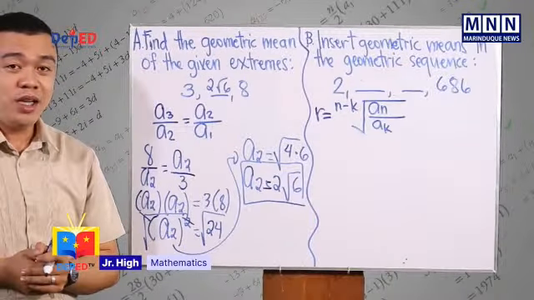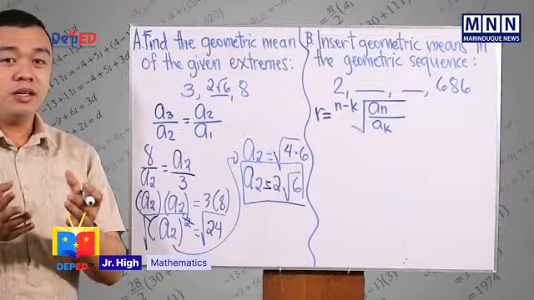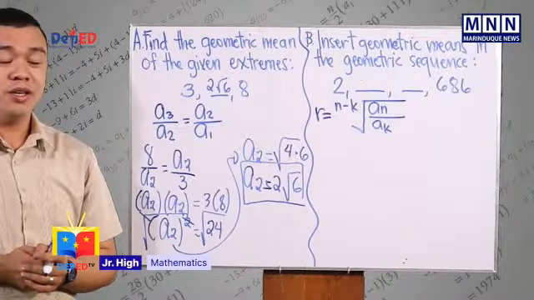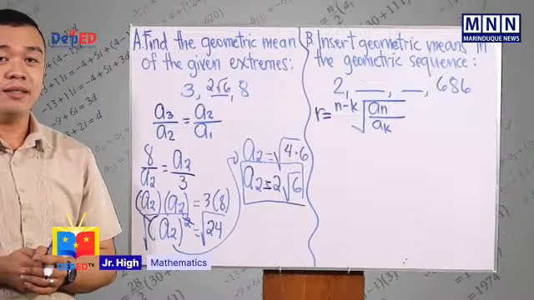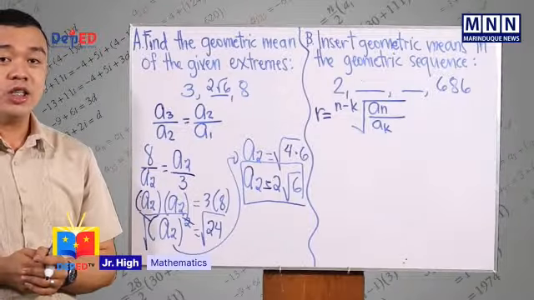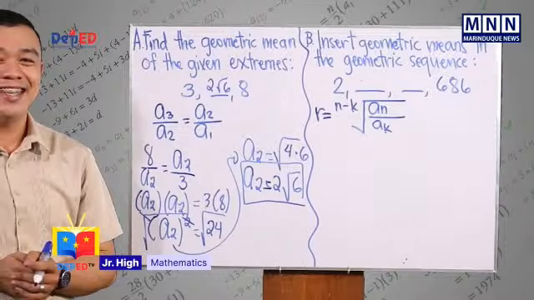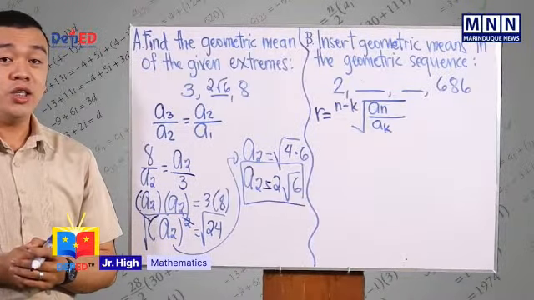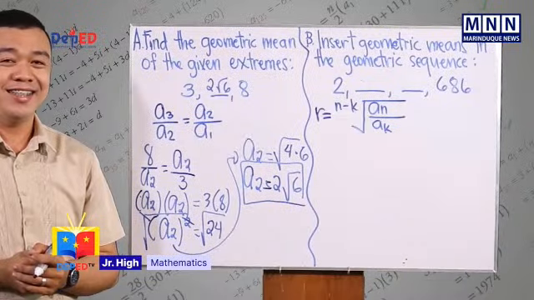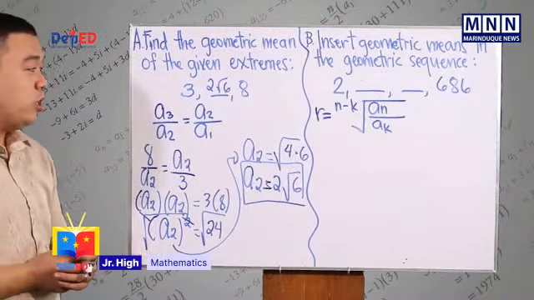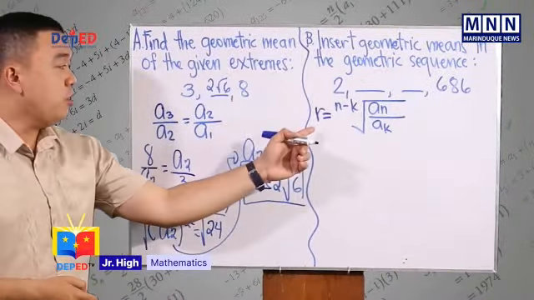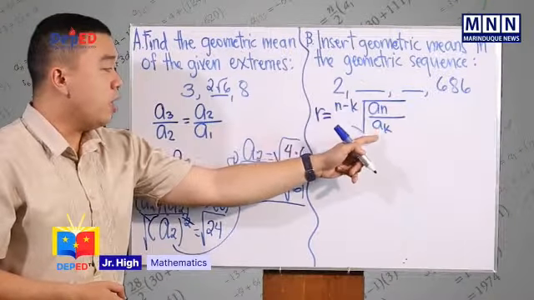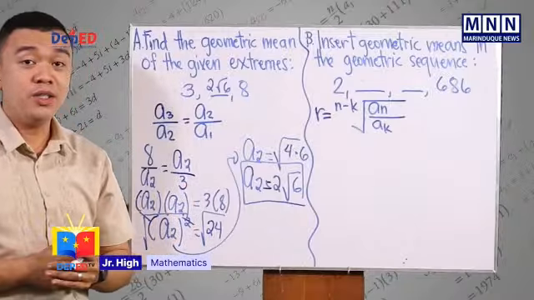Now, let's proceed to letter B. Insert geometric means in the geometric sequence 2, blank, blank, 686. Again, we are looking for two unknowns, which are a sub 2 and a sub 3. With that, we will use the formula first in getting the ratio, which is the n minus k root of a sub n divided by a sub k.